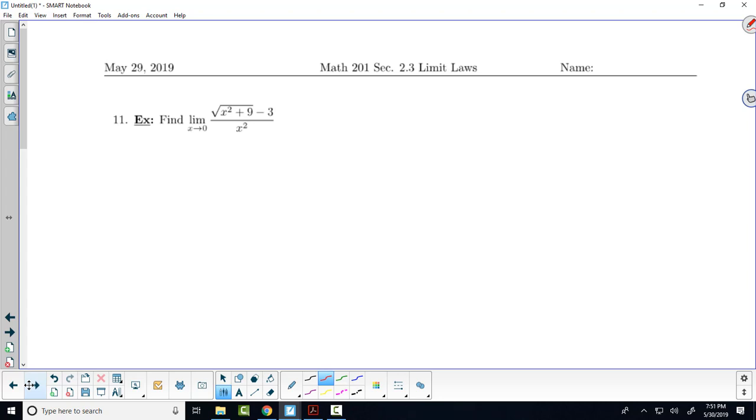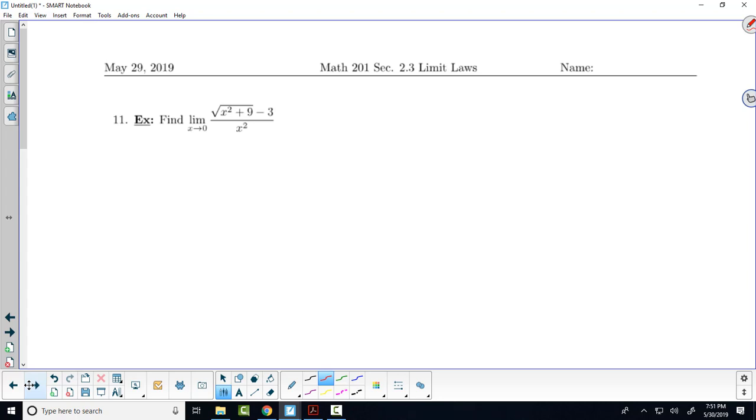I'd like to evaluate this limit. What's preventing me from using the direct substitution property? The x squared in the denominator, right? Because this function is not defined where? At x equals 0, which is precisely my limiting value.